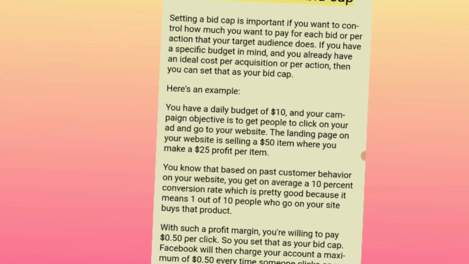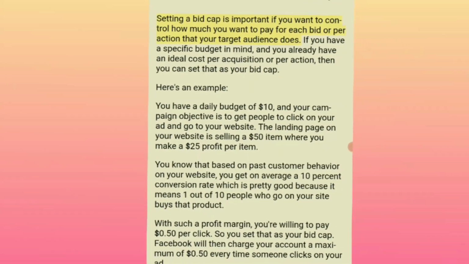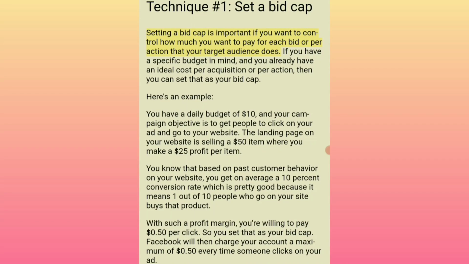Set a bid cap. Setting a bid cap is important if you want to control how much you want to pay for each bid or per action that your target audience does. If you have a specific budget in mind, and you already have an ideal cost per acquisition or per action, then you can set that as your bid cap.